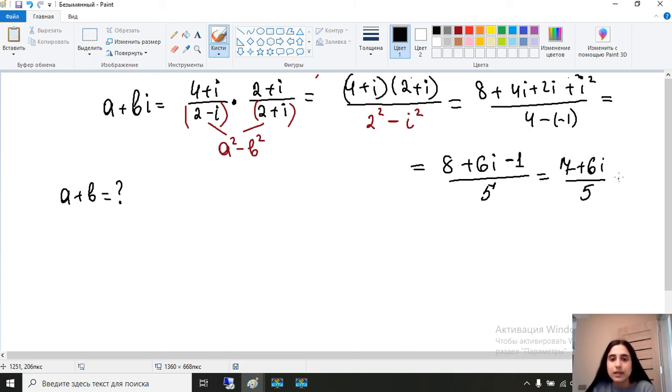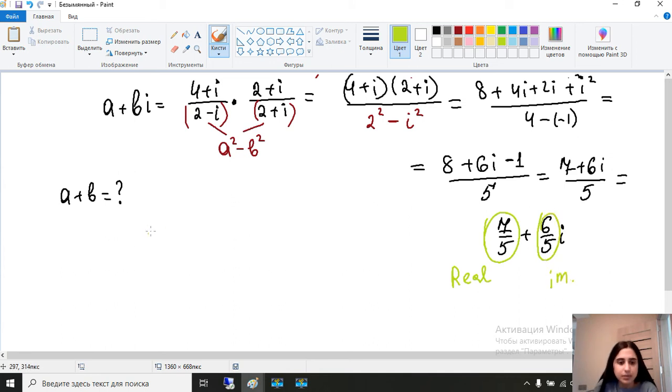Let's just divide them separately. It will give me 7 over 5 plus 6 over 5 i. Now they want me to find a plus b. Actually, first I need to define that 7 over 5 is the real part of the number, and 6 over 5 is the imaginary part. And now let's sum them. 7 over 5 plus 6 over 5 equals 13 over 5, or just 2.6.